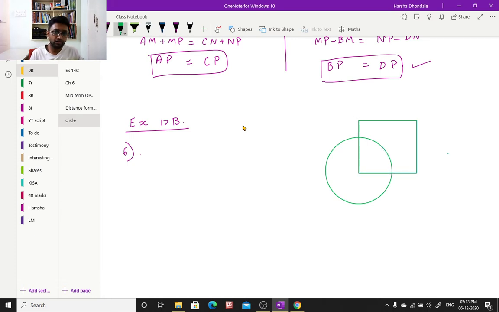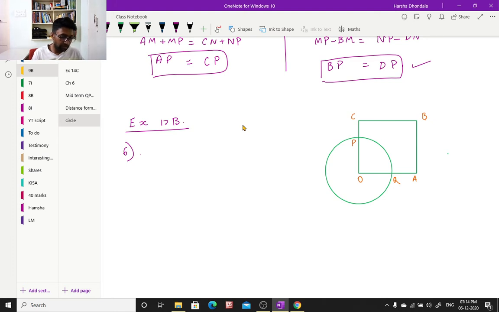Okay, a circle and a square. This is what is given. And then it is named as O, Q, A, B, C, and this is P. Okay, done. So let's read the question first.